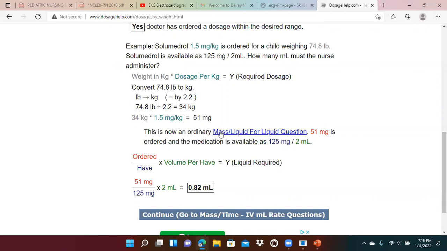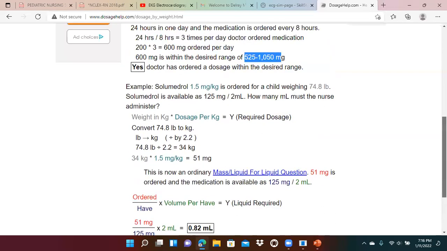When we get the total amount the doctor orders, we have to follow the mass liquid formula because it is mentioning liquid. So doctor's order 51, medication available 125, times volume per we have, equal to liquid requirements. So two formulas put together, calculate the total accurate answer. Total doctor's order 51 divided by medication in hand 125, and the liquid is 2 ml. Answer is 0.82 ml.